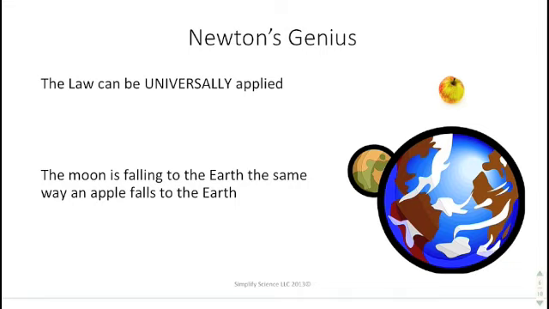The reason for that is he was the first one to realize that it could be universally applied. In other words, the reason why an apple falls to the earth is the same reason why the moon goes around the earth. They both have to do with gravitational attraction. The reason the moon doesn't fall straight to the earth like the apple does is because the earth moves, and so the moon misses it. The moon is constantly trying to fall towards the earth, and the earth is constantly moving out of its way.